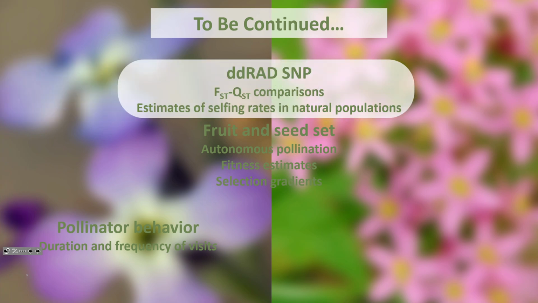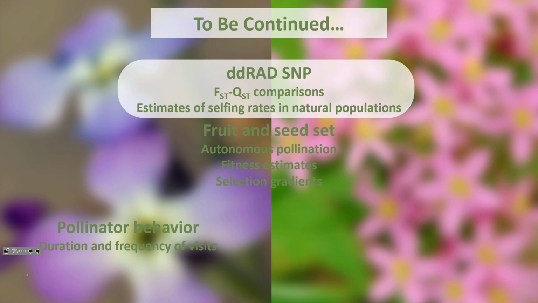First of all, I'm currently finishing the cleaning of ddRAT SNP data, which will help me to do FST, QST comparisons in order to disentangle between random evolutionary processes, such as bottlenecks, genetic drift, migration, and selective evolutionary processes, such as selection for specific traits and differentiation in quantitative traits.